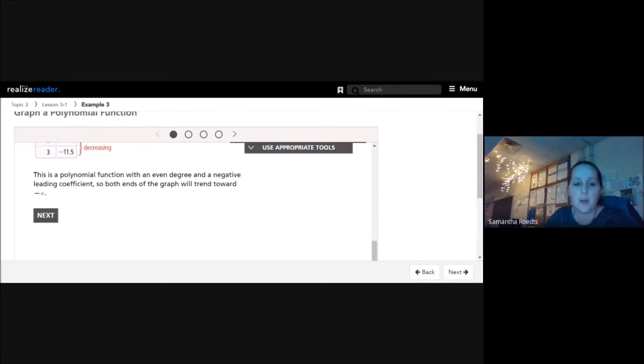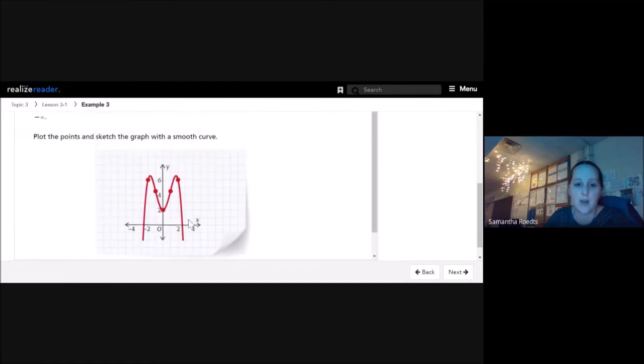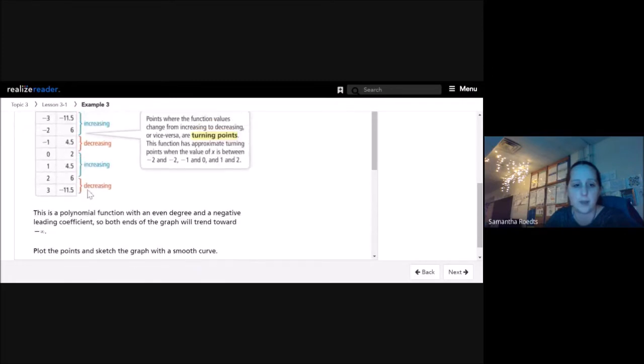This is a polynomial function with an even degree and a negative leading coefficient, so both ends of the graph will trend towards negative infinity. So I can draw this graph like this. Both my endpoints are going towards negative infinity. Here's a turning point here, turning point here, turning point here.